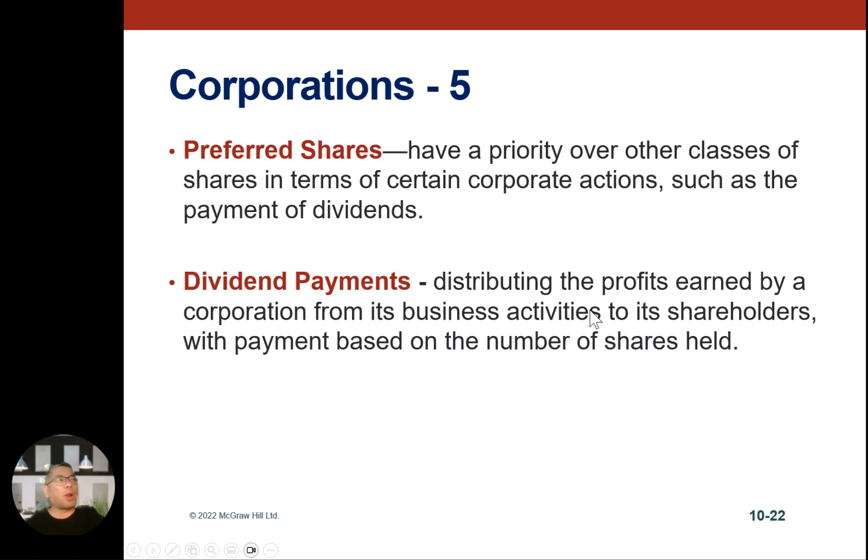Dividend payments distribute the profit earned by the corporation on its business activities to its shareholders, with the payment based on the number of shares held. If you have 50%, then you get 50%. If you have 40%, you get 40% of the profit.